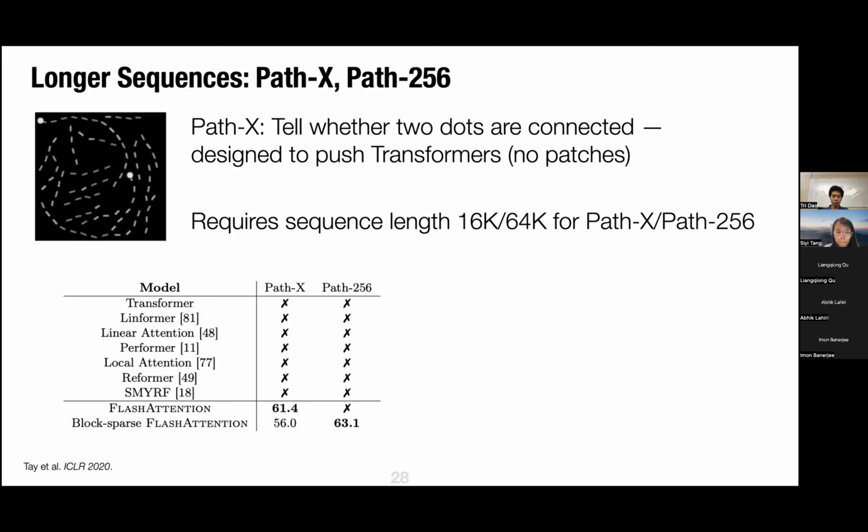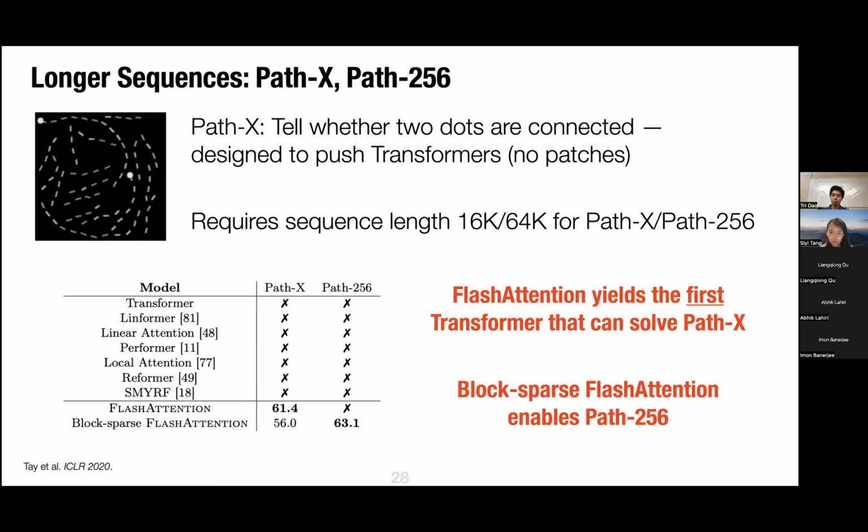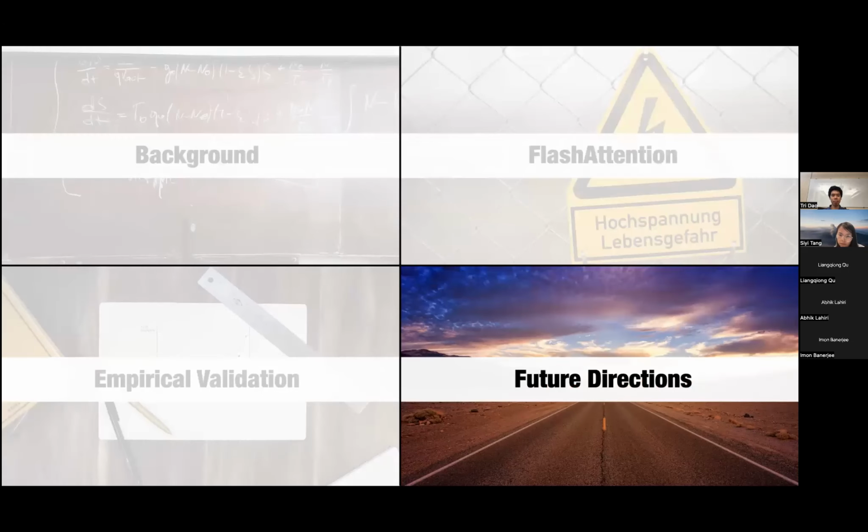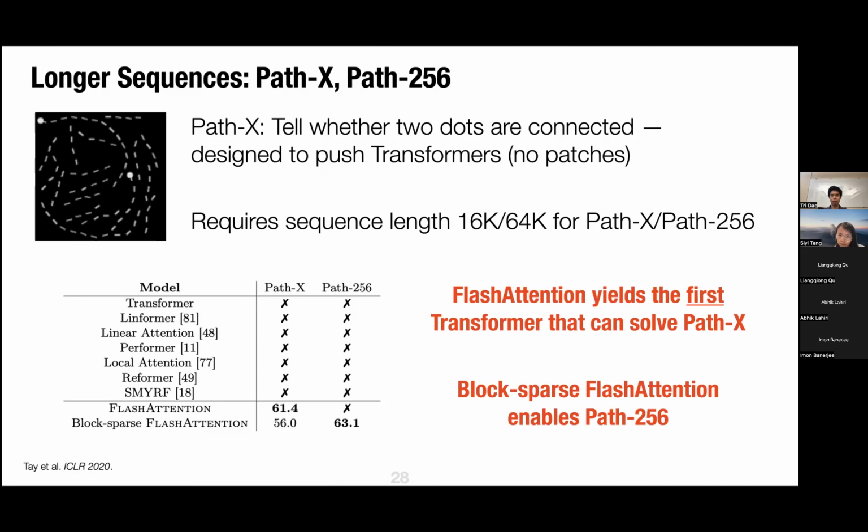And in the past, people have tried, and basically no transformer can get better than chance performance, either because they run out of memory, they're too slow to train, or they do some approximation and it can't pick up these signals at all. And so what's really exciting is FlashAttention is the first transformer that can solve these tasks better than chance. So it can go up to sequence length 16K or 64K. That's something we're pretty excited about. I'll pause here for questions before going to future directions.